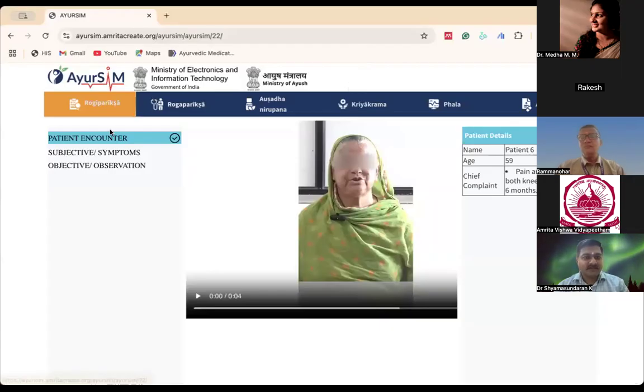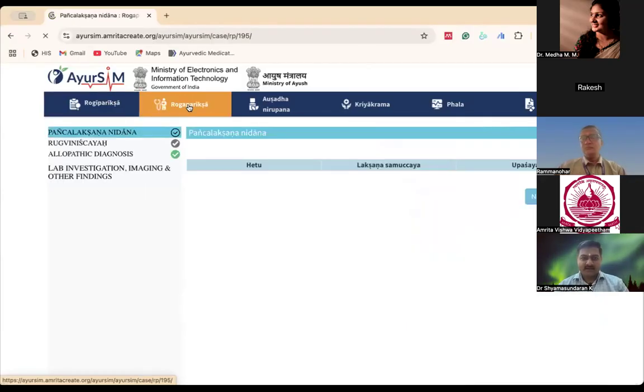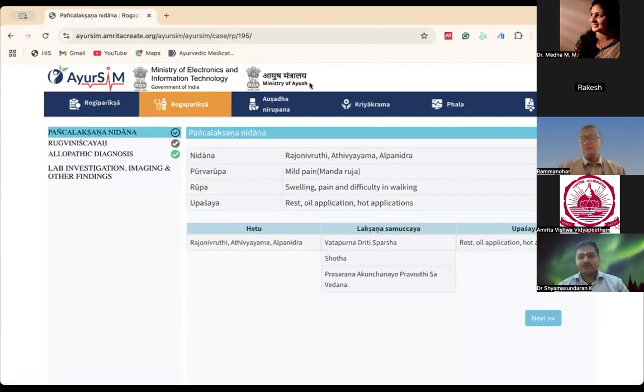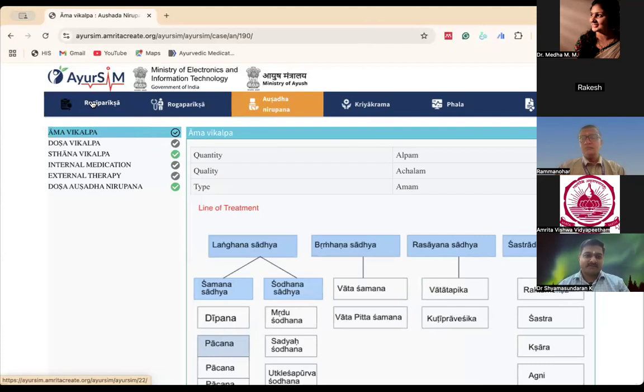So yes, hope you can see the screen. You have got the whole picture of the patient from the data you have procured from Rogi Pariksha and Roga Pariksha, based on which you will be doing the Aushadha Nirupana. So the inputs from Rogi Pariksha and Roga Pariksha are carried forward, and this idea is there already in your mind when you're choosing the Aushadha Nirupana.